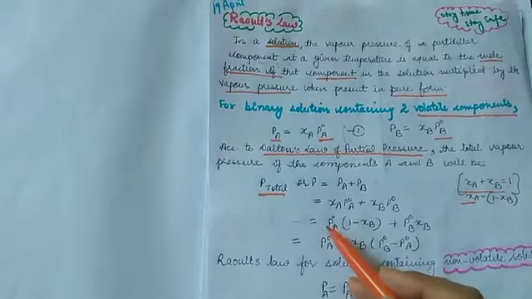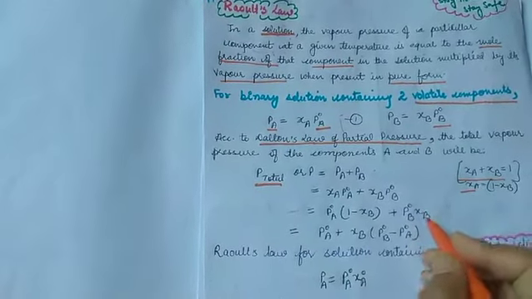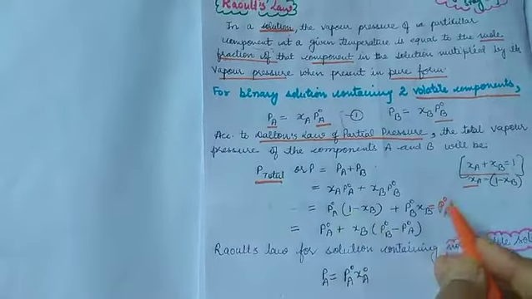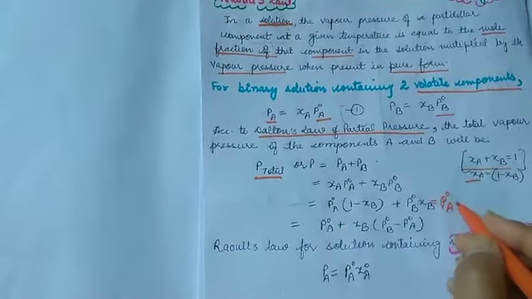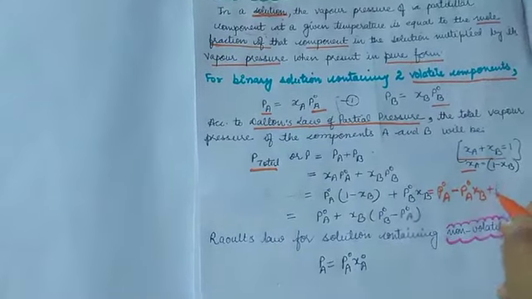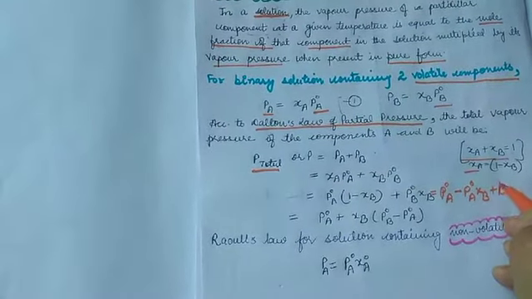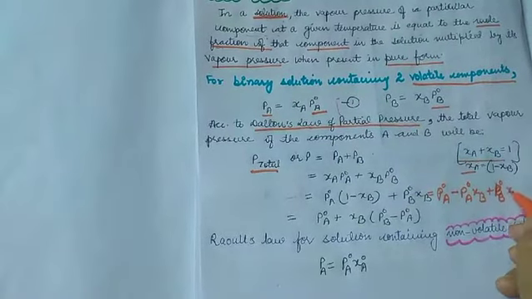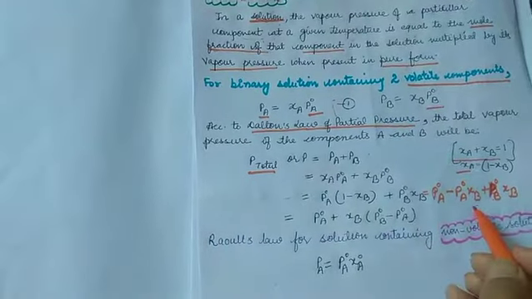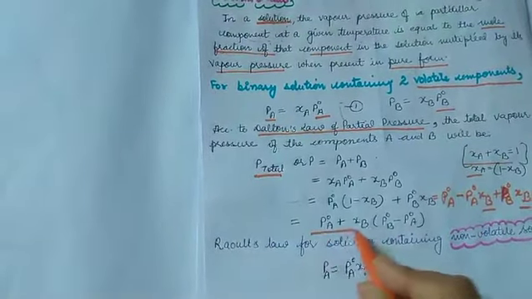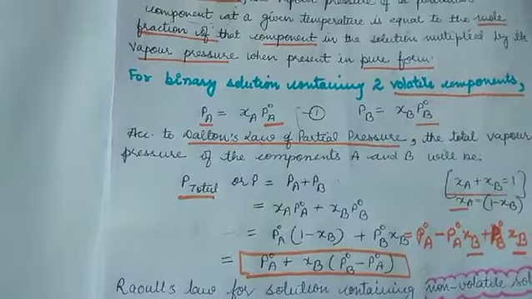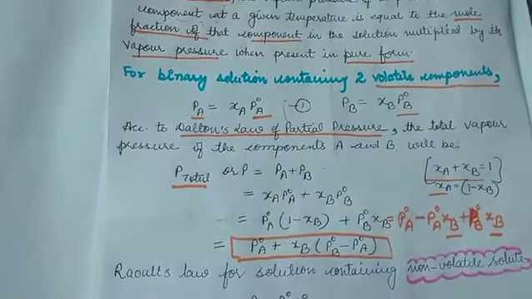Arranging this, upon multiplying, I am writing P naught A multiplied by 1, that is P naught A, then P naught A multiplied by XB, minus P naught A XB, then plus P naught B XB. Correct, here it will be P. Clear? Now taking XB common from here, we will get this relation. Clear? So this is the relation when we have two volatile components, both of the components forming a vapor.